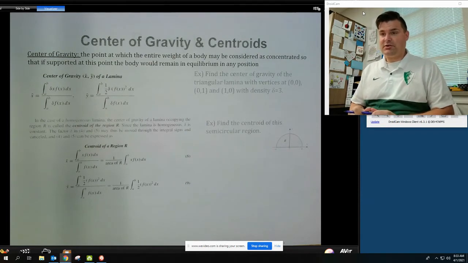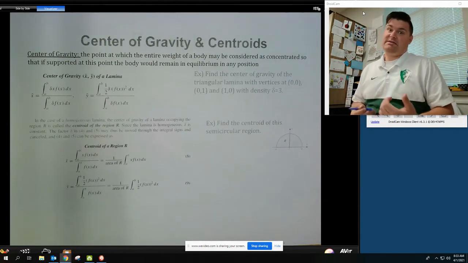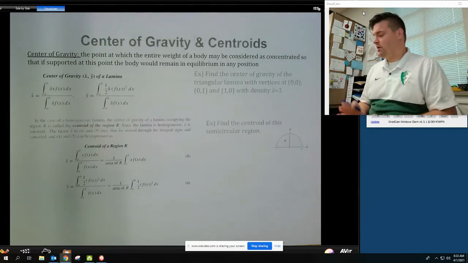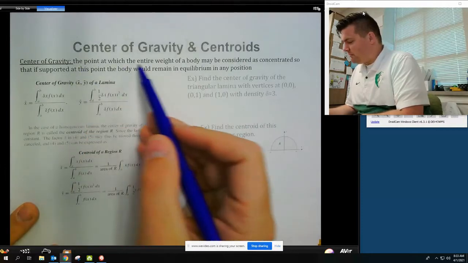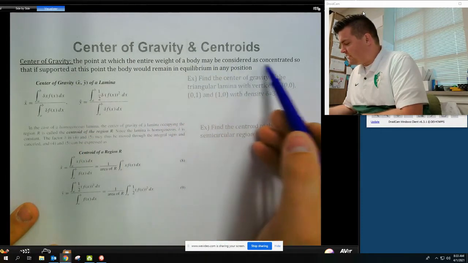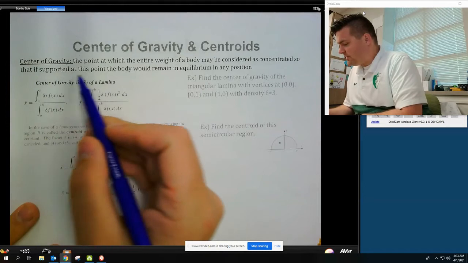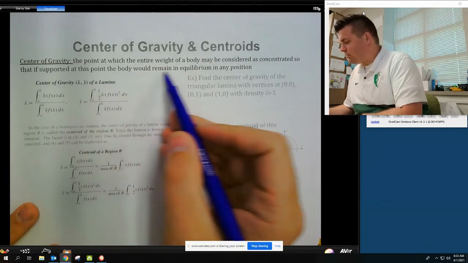Or what's the center of a circle? So we're going to start figuring out what's the center of a semicircle. That's a little bit harder to do. So let's start with some of these formulas right here. The center of gravity is the point at which the entire weight of the body may be considered as concentrated, so that it can be supported at the point. The body would remain in equilibrium in any position.